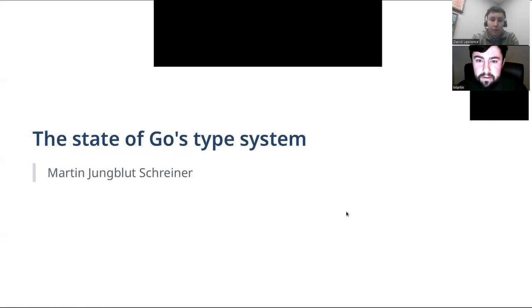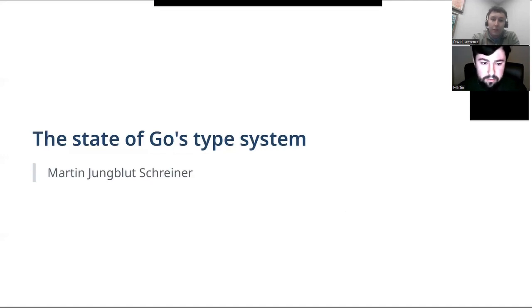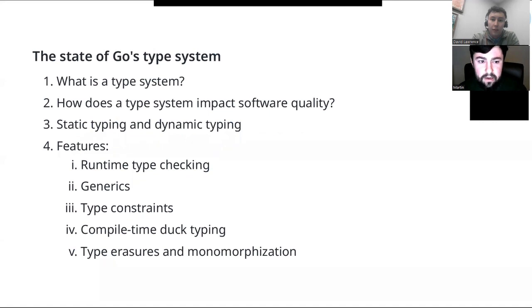There we go. So, the state of Go's type system. Let's get right into it. We're going to have an index here. I'm going to talk a bit about what a type system is in a programming language, and how it impacts software quality. There have been objective studies around type systems and software quality, so there is a correlation between having a type system and software quality, bug count, and that kind of thing.